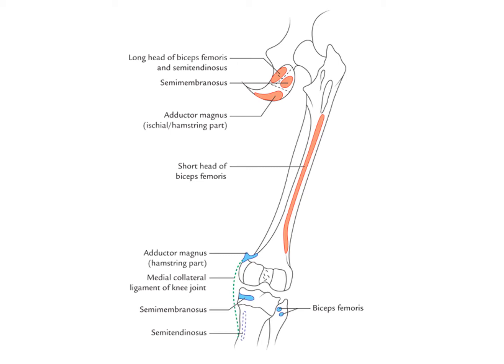Laterally, biceps femoris is inserted at the head of the fibula. It has two heads, a short head and a long head. The short head arises from the linea aspera and the long head arises from the ischial tuberosity.